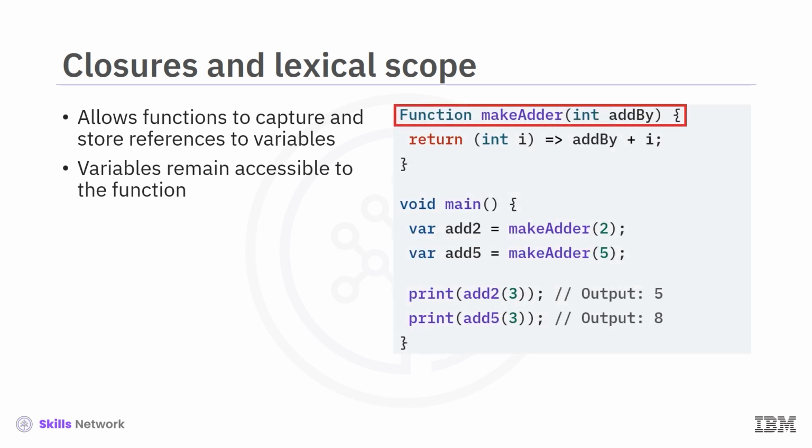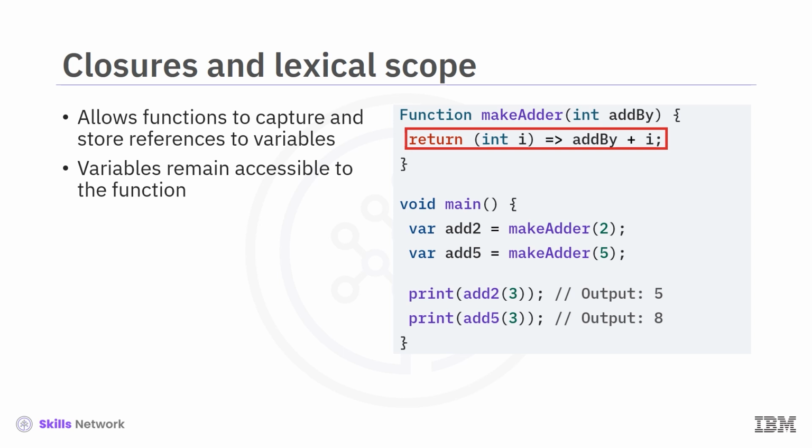The first line of code defines a function makeAdder that takes an integer addBy as an argument and returns another function, or in other words, a closure. The next code returns a closure that takes an integer i and adds it to addBy. Then var add2 equals makeAdder(2) creates a closure where addBy is 2. The code var add5 equals makeAdder(5) creates another closure where addBy is 5. Then the code uses the closures.